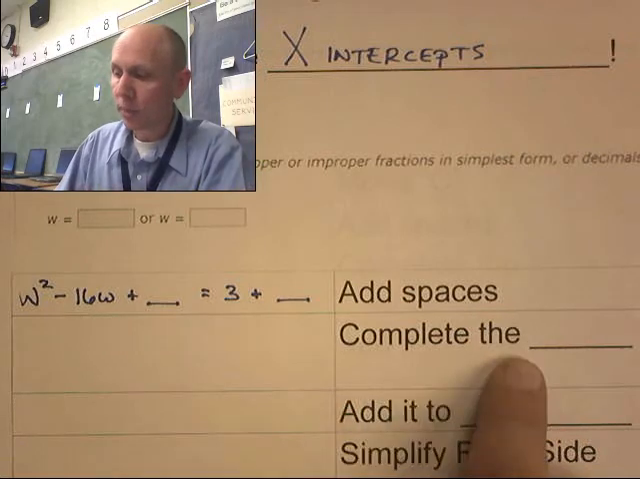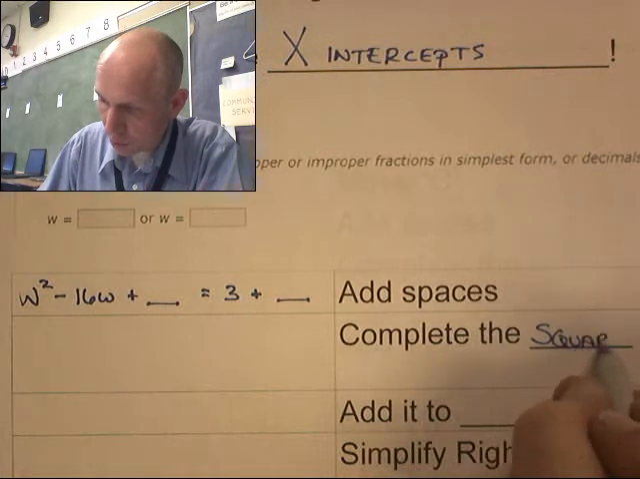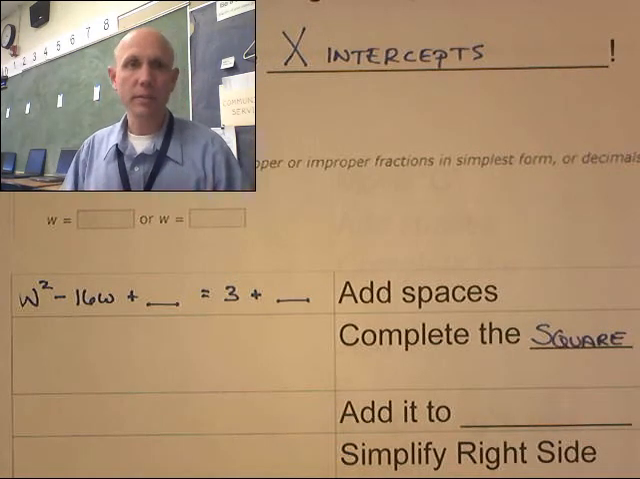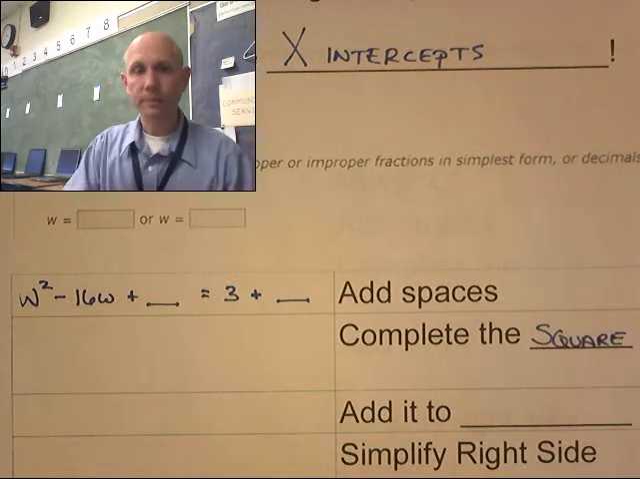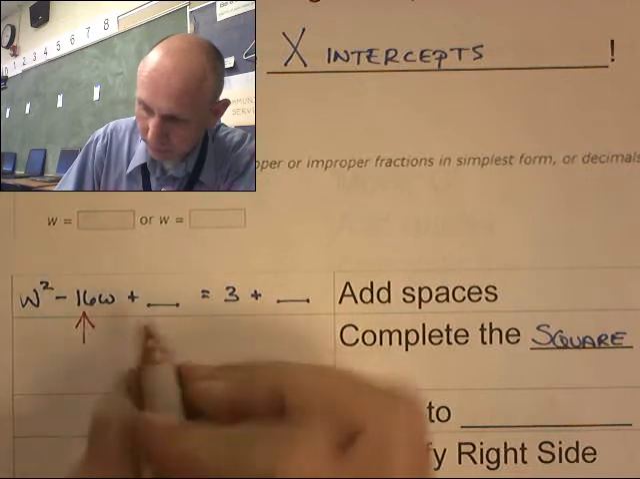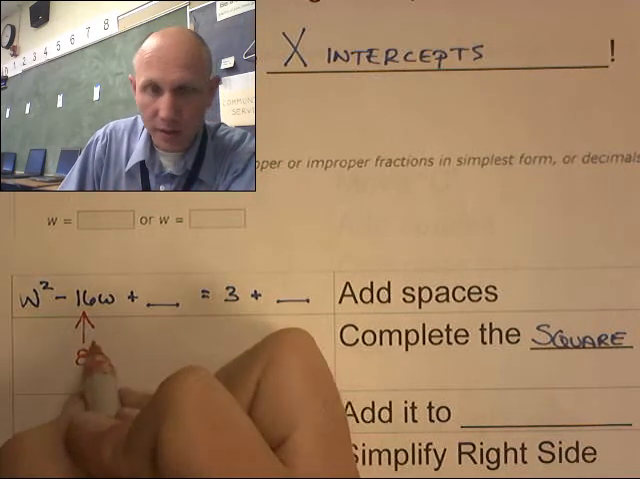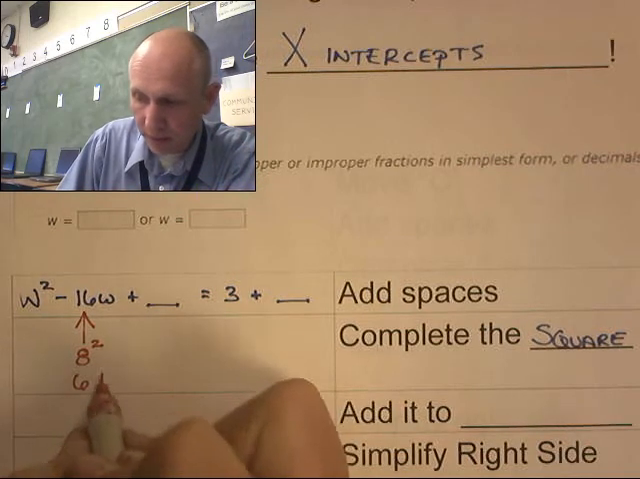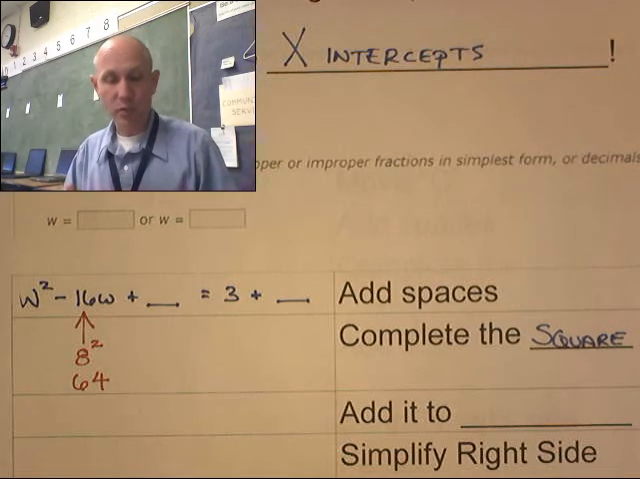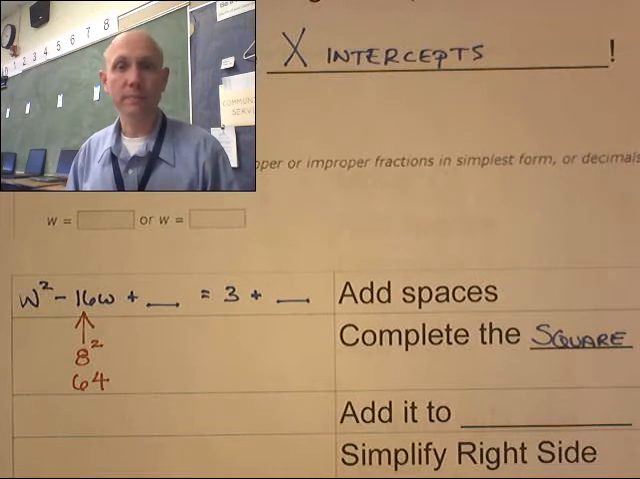I am now going to complete the square. In order to complete the square, I take the b term, I cut it in half, and I square it. And I get 64. That is completing the square. That is what I showed you on the last video.